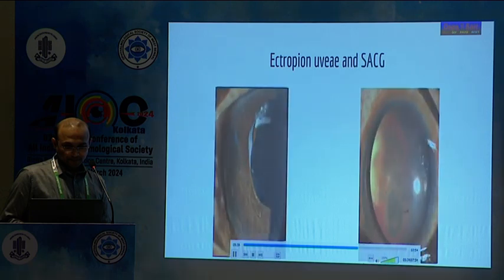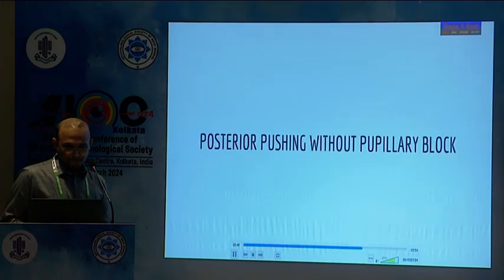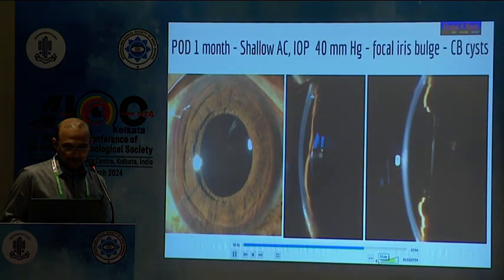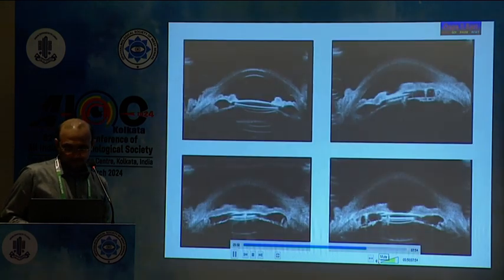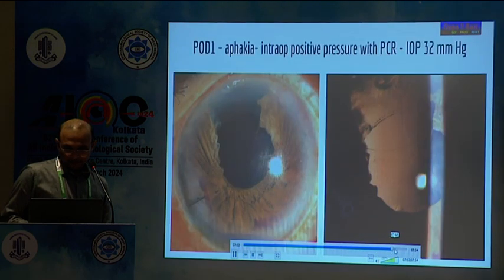These images represent extreme forms of ectropion uvea. These glaucomas are usually refractory, requiring multiple surgical interventions for IOP control. This patient was referred to us 1 month after an uneventful cataract surgery for iris bulge. UBM revealed multiple small to medium sized cysts.